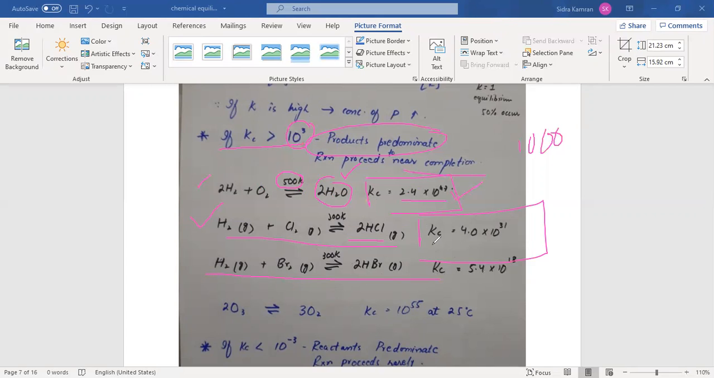So this value of the equilibrium constant gives us an idea of how much reaction is completed and how much is left.